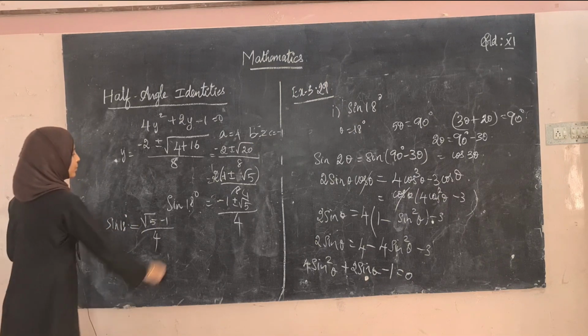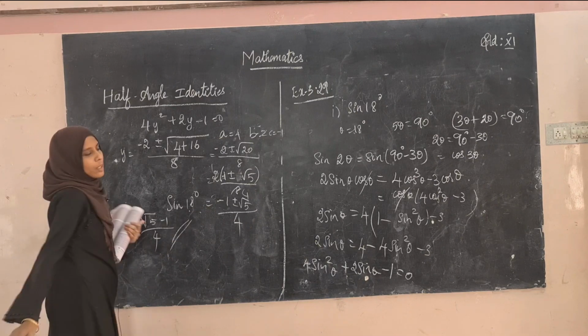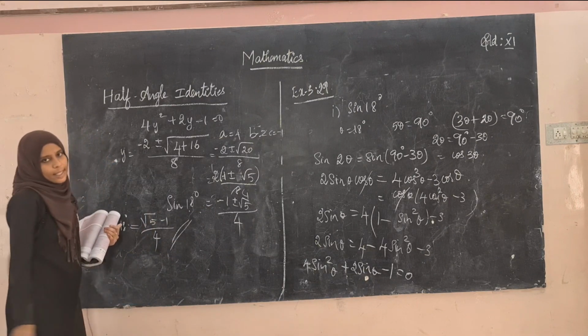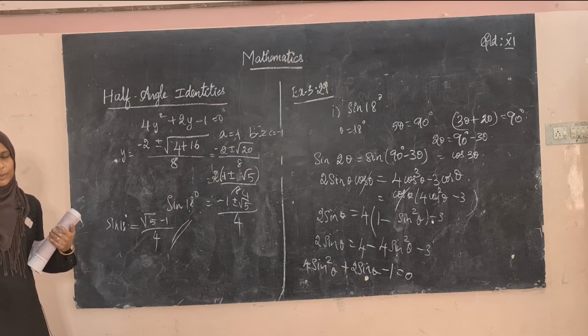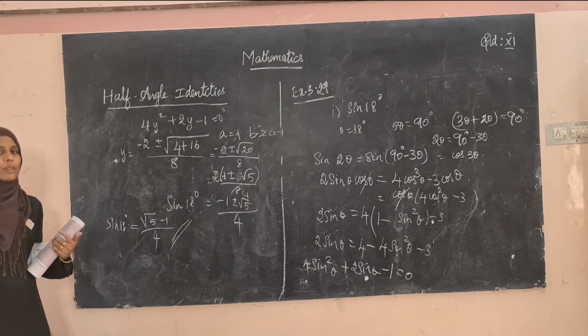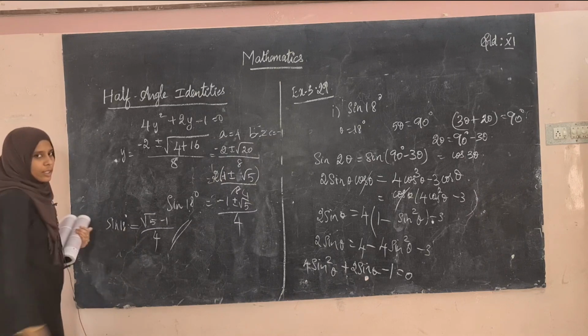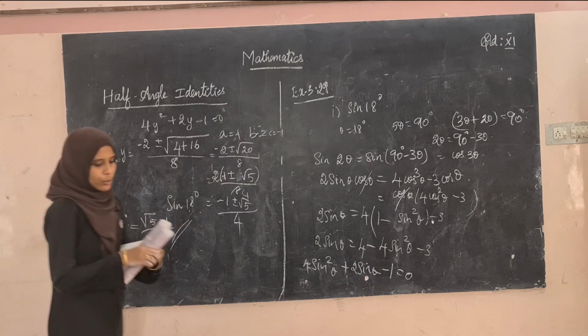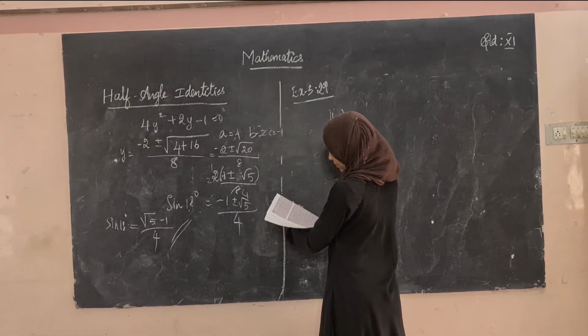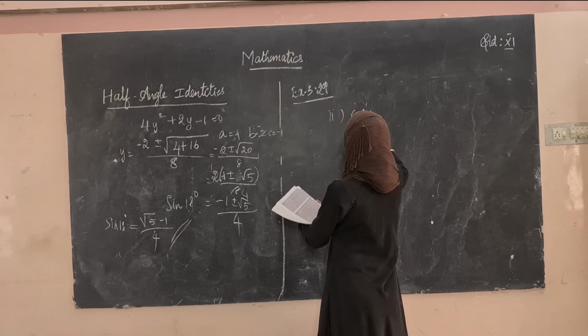This is the answer. Why we are taking only the positive term is because sin 18 degree happens in the first quadrant. In the first quadrant all the values are positive, that is both x and y coordinates are positive, therefore we are taking the values like this. Okay, see the next subdivision, cos 18 degree.